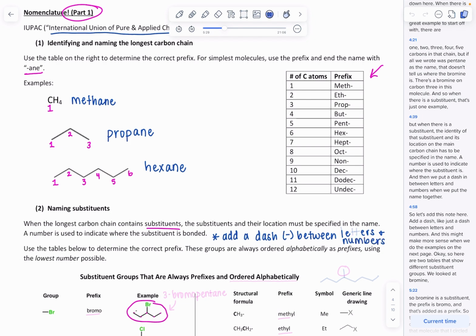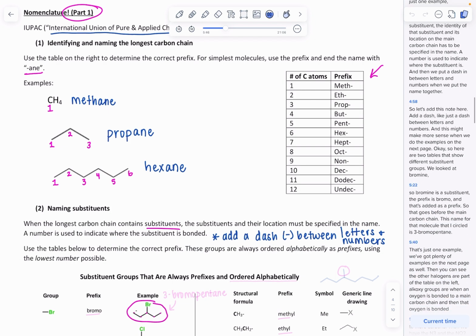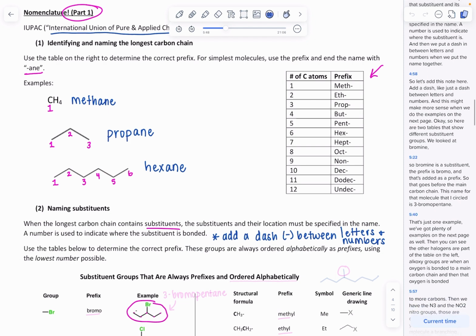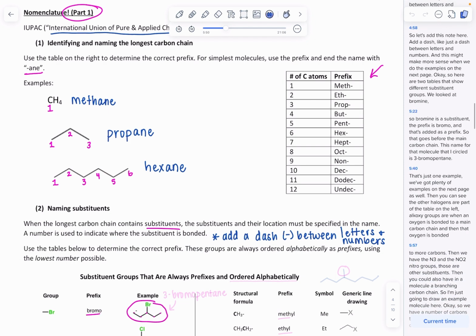And this might make more sense when we do the examples on the next page. So here are two tables that show different substituent groups. We looked at bromine, so if bromine is a substituent, the prefix is bromo, and that's added as a prefix, so that goes before the main carbon chain. The name for that molecule that I circled is 3-bromopentane.